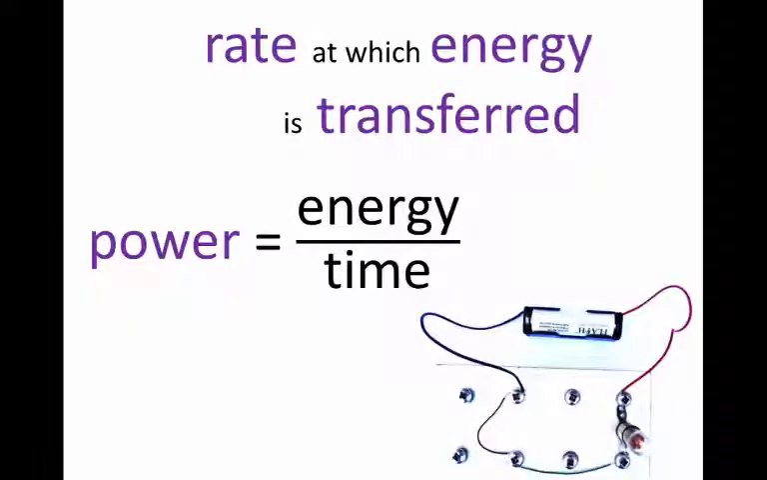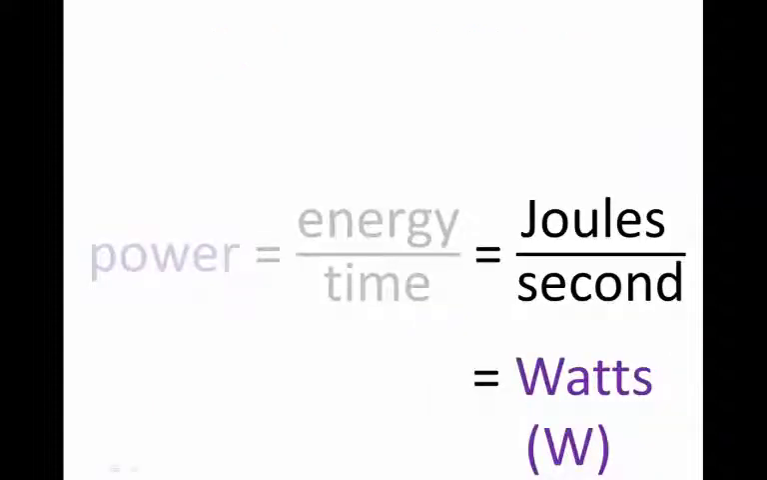Remember that power is the rate at which energy is transferred, energy per time. How much electrical energy gets converted into light each second. And the more light comes out each second, the brighter the LED will be. Power is measured in the unit watts, which is the same thing as a joule per second.